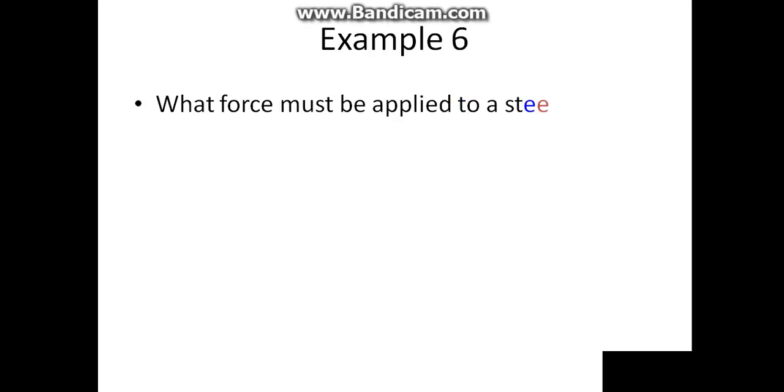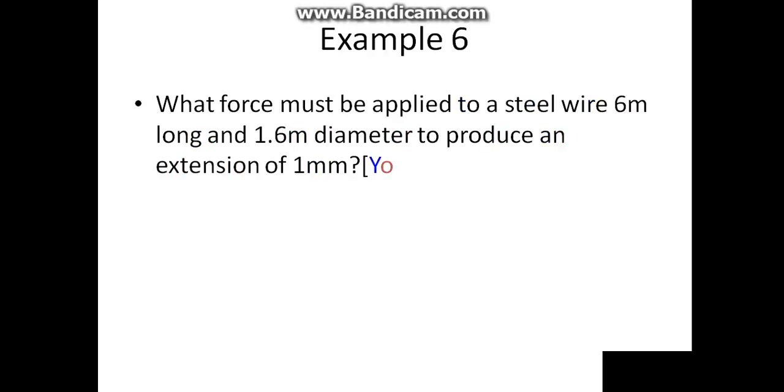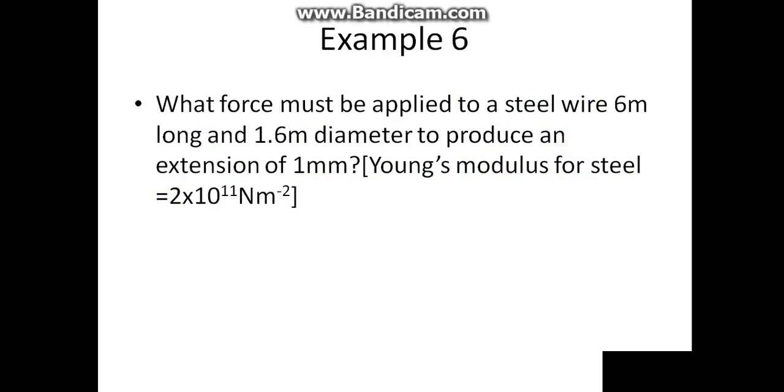Example 6. What force must be applied to a steel wire 6 meter long and 1.6 millimeter diameter to produce an extension of 1 millimeter? Young's modulus for steel is equal to 2 times 10 raised to the power 11 Newton per meter squared.